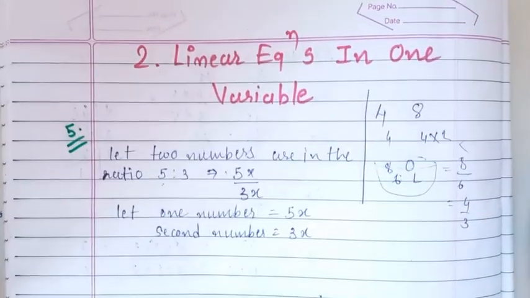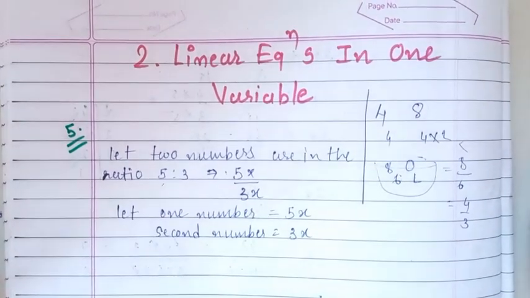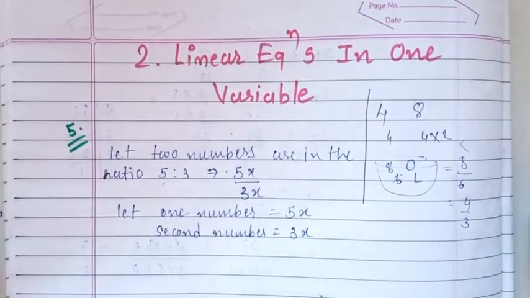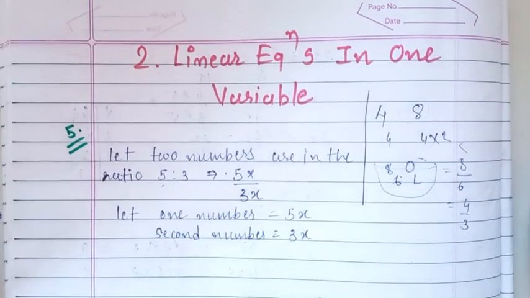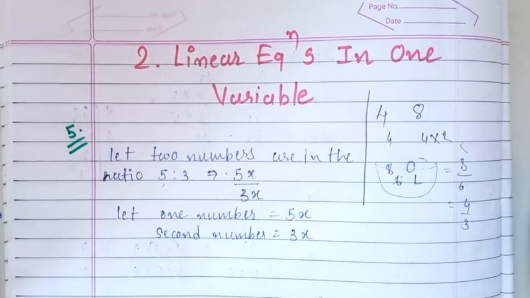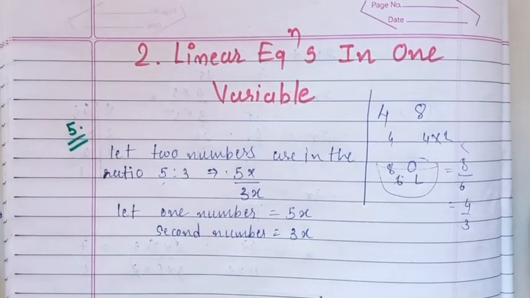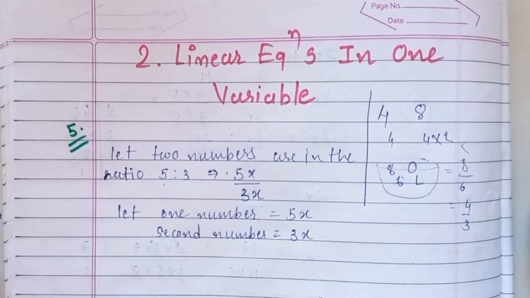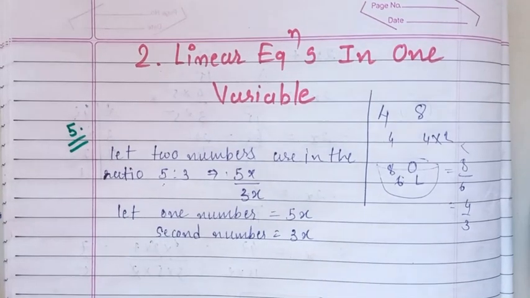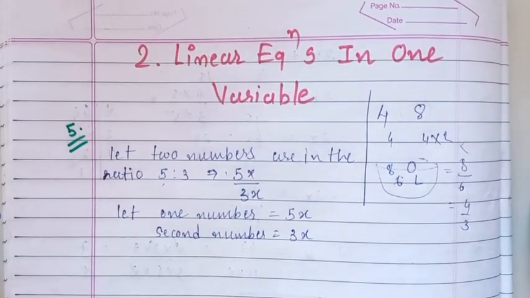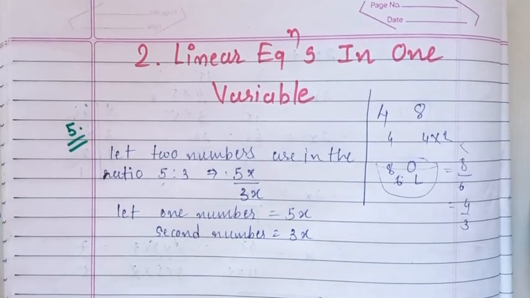So this is the condition for creation of the variable. Now the next part is: if they differ by 18, it means the difference between these two numbers is 18. If you have two numbers 6 and 4, what is the difference between 6 and 4? Simply subtract 4 from 6, and you have 2. So 2 is the difference.